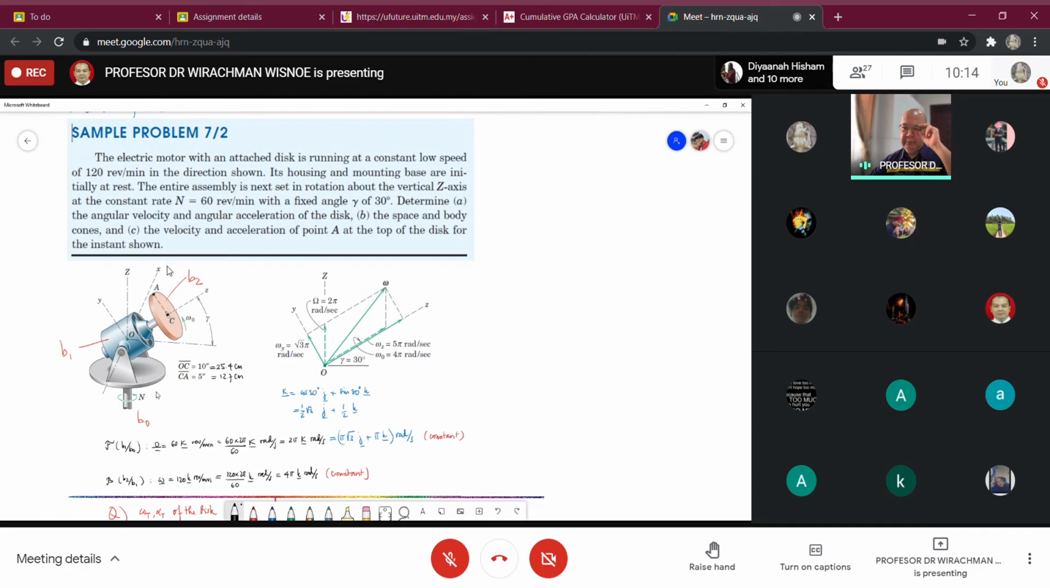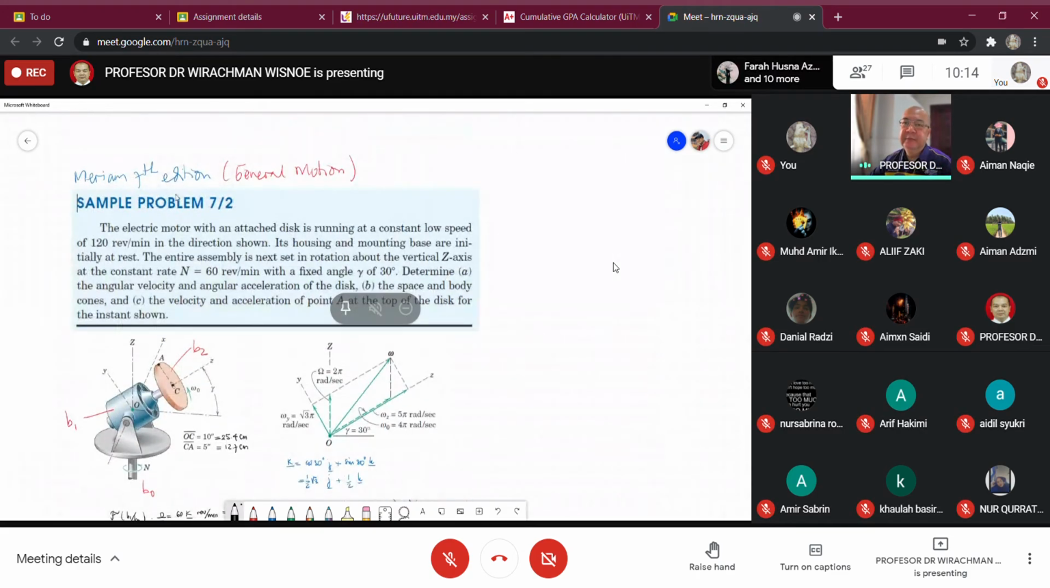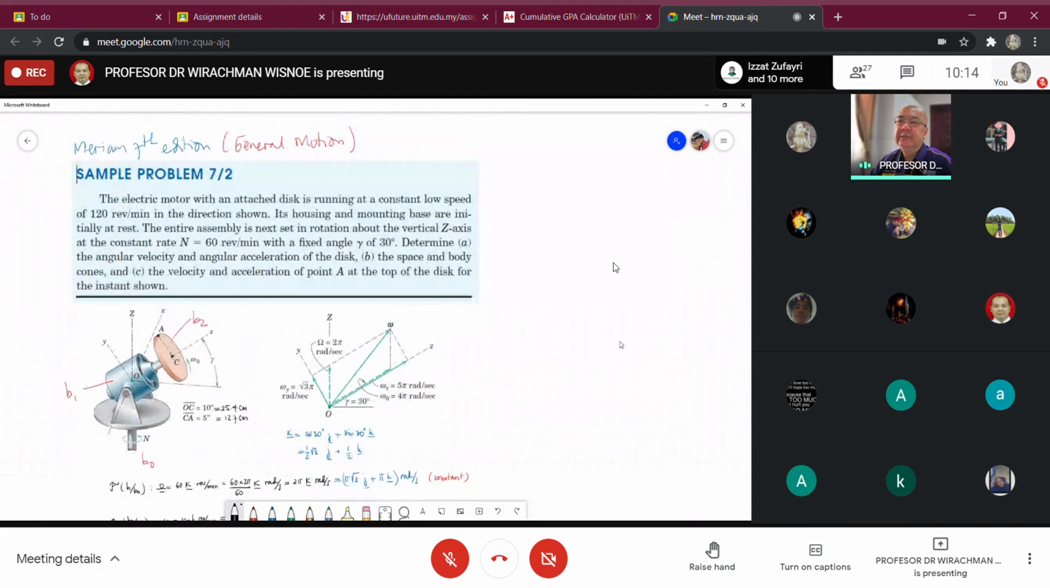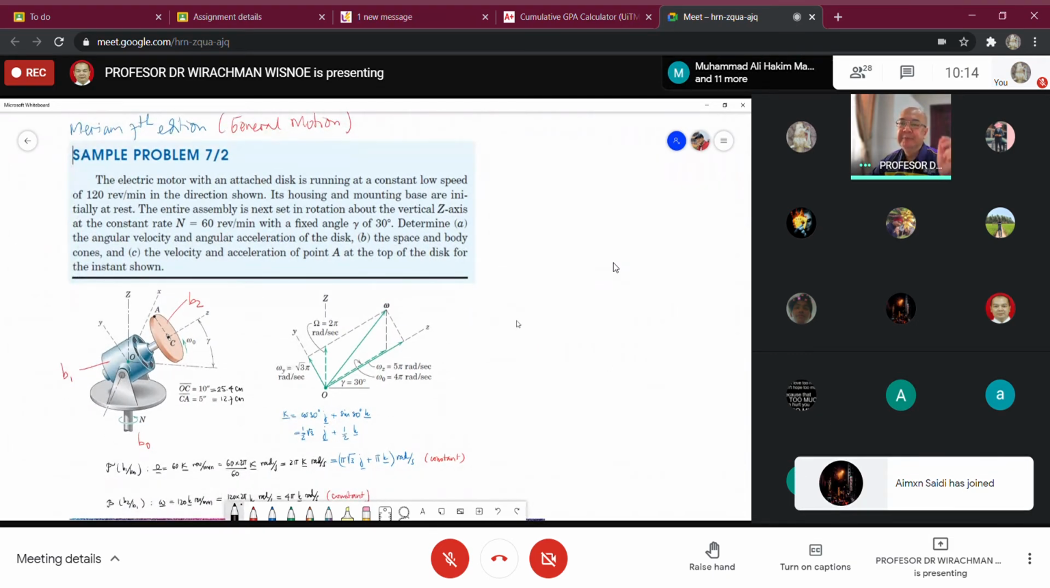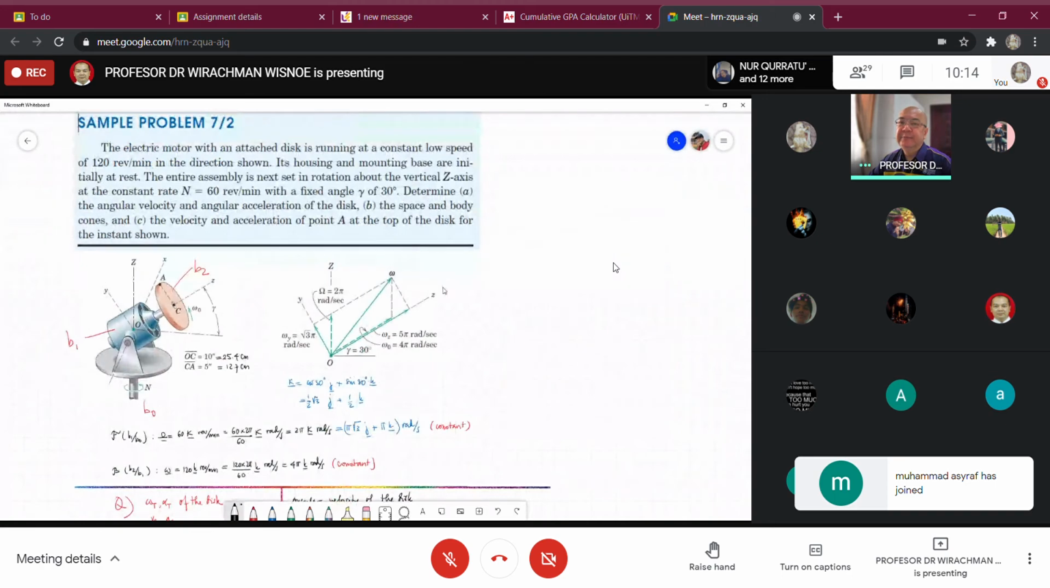Whether he solved the problem or not. So this problem is taken from Meriam. The book is Meriam, 7th edition, Sample Problem 7.2. So if you have the book, you have the solution as well, because this is a sample problem. We show this one because it's interesting. So let's see this one.